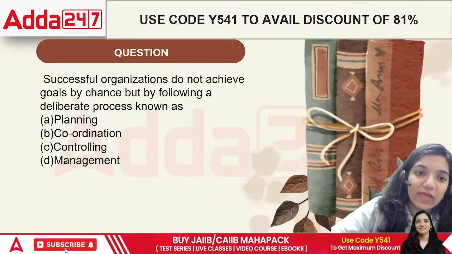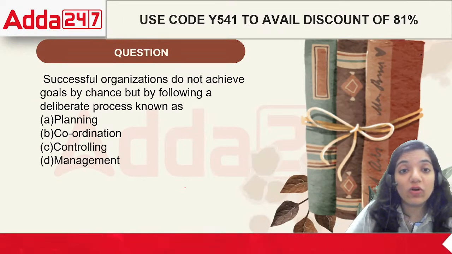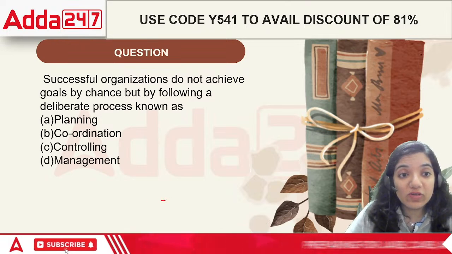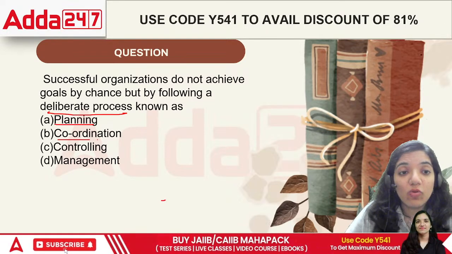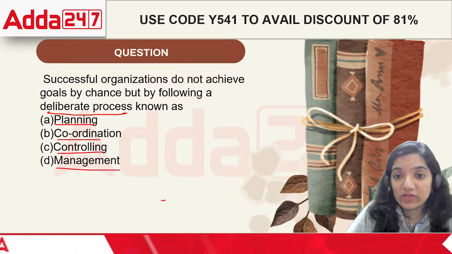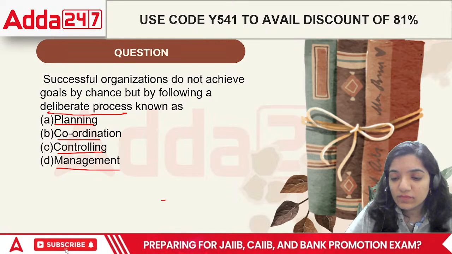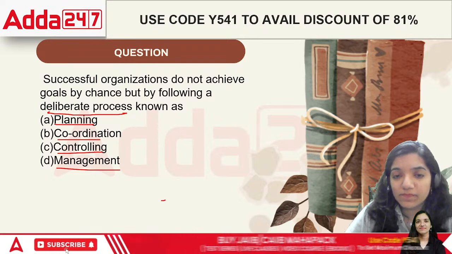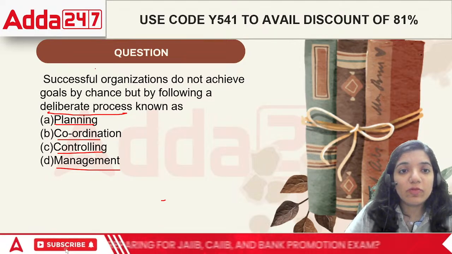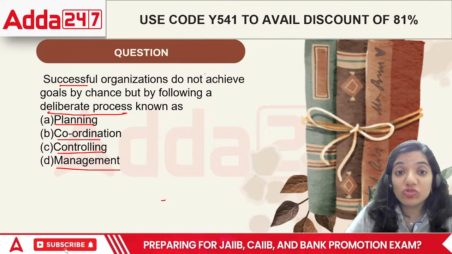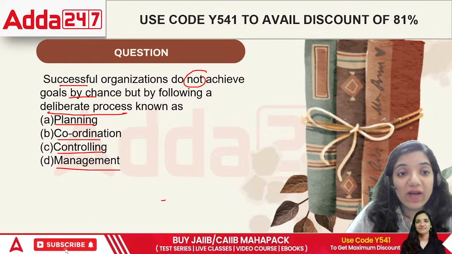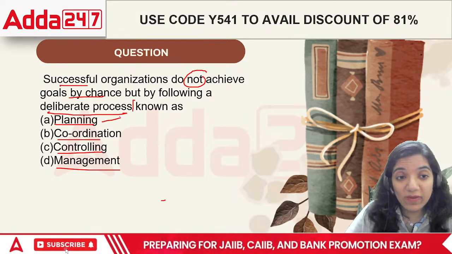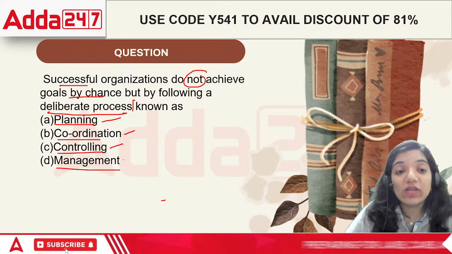Okay. Now, the next point is that successful organizations do not achieve their goals by chance, but by following a deliberate process known as planning, coordination, controlling, or management. Successful organizations do not achieve goals by chance; that doesn't happen on their own. They go through a deliberate process. It's called planning, then coordination, controlling, or management.